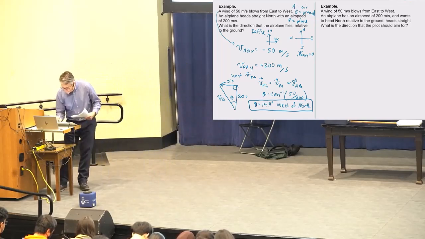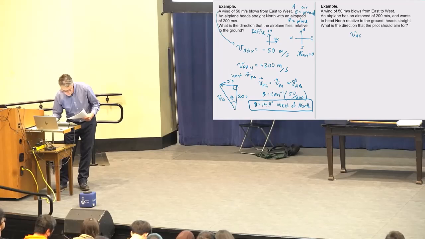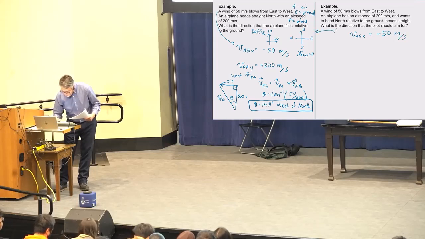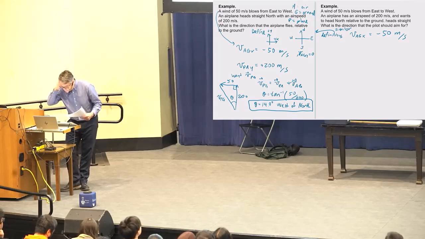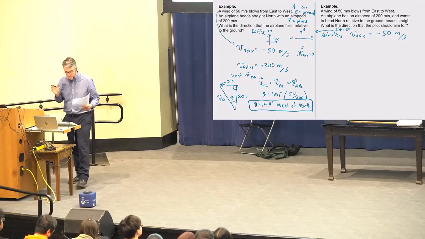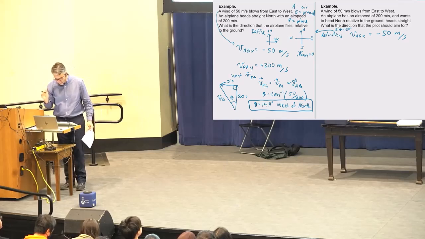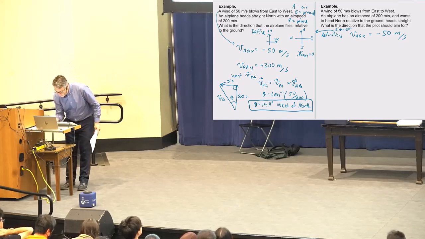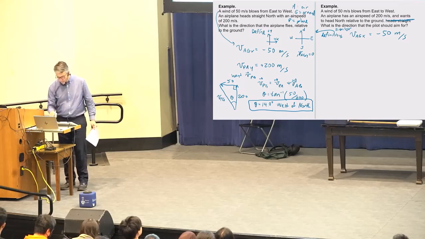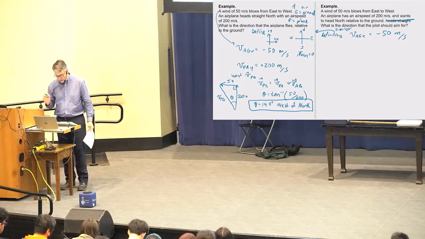This question says, same thing, a wind of 50 meters per second blows from east to west, so the velocity of the air relative to the ground is negative 50 meters per second, so similar definitions. The airplane has an airspeed of 200 meters per second, but they want to head towards this airport, which they know is straight north. So that means an airplane wants to head north relative to the ground. What is the direction that the pilot should aim for?